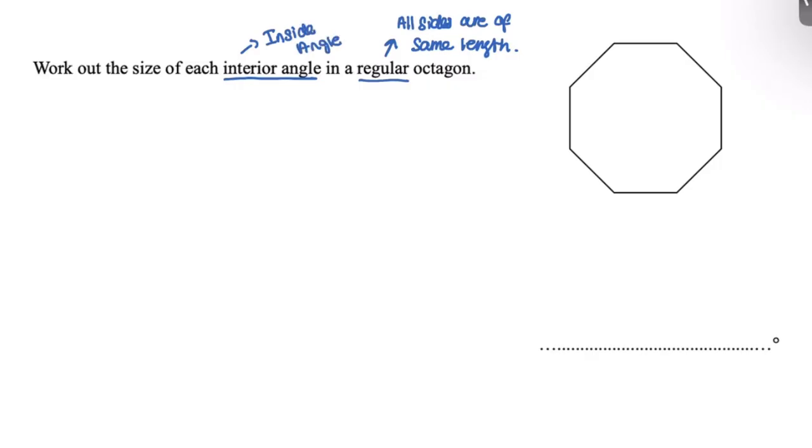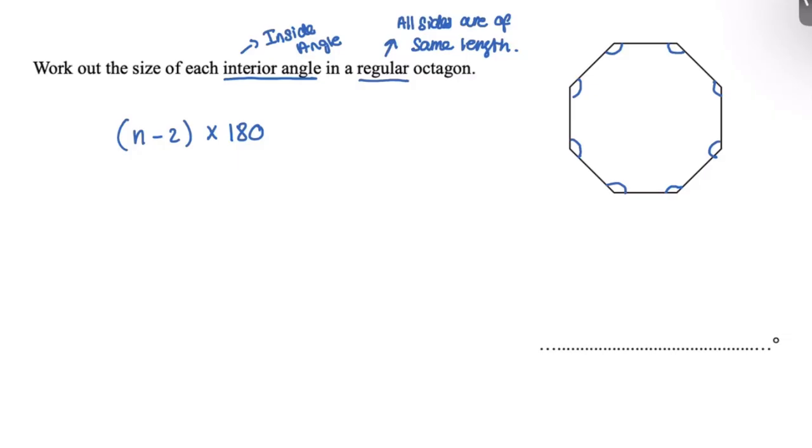So if we're talking about interior angles in this regular octagon, we're talking about these angles. These are the inside angles of the octagon. Now, because a polygon is any 2D shape, and we're working out the size of the angle, we're going to be using the formula n minus 2 multiplied by 180. That's going to get you the sum of all the angles in that polygon.